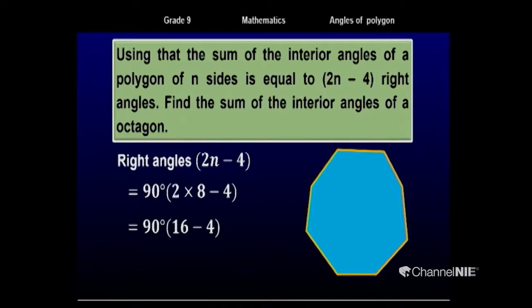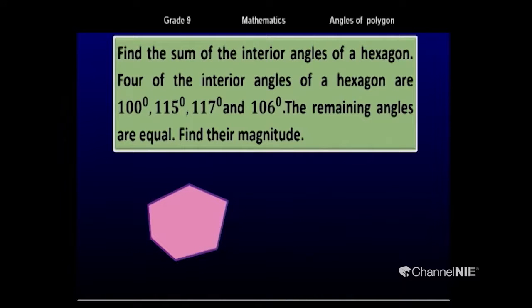What is the value? 16. 16 minus 4. 16 minus 4, 12. Then 90 into 12, 1080 degrees. So the sum of the interior angles of an octagon is equal to 1080 degrees. Then we talk about the second question about this.